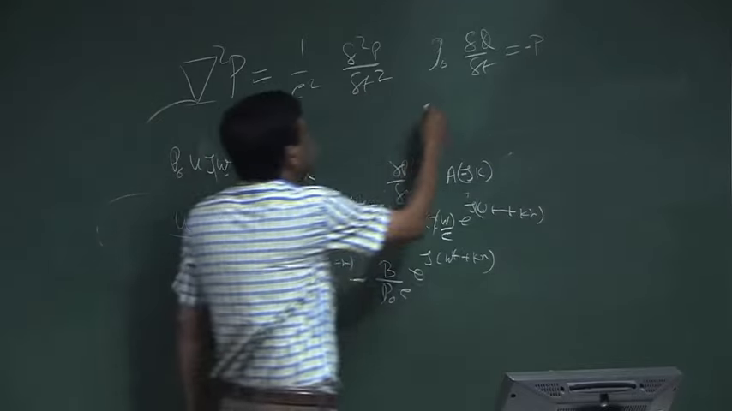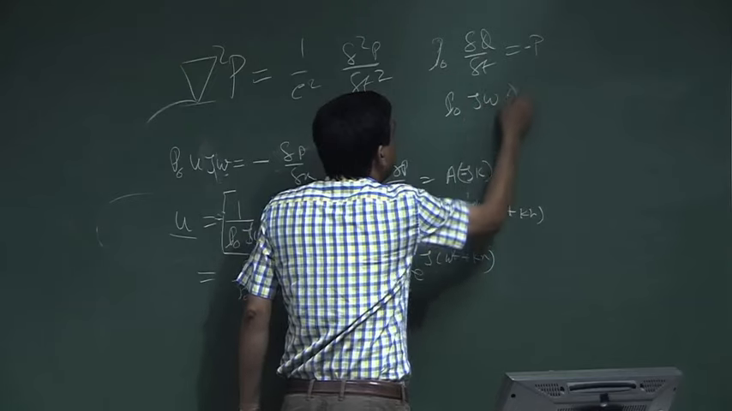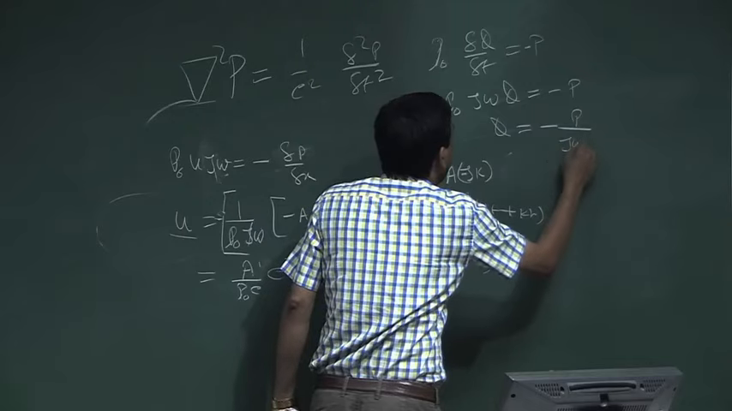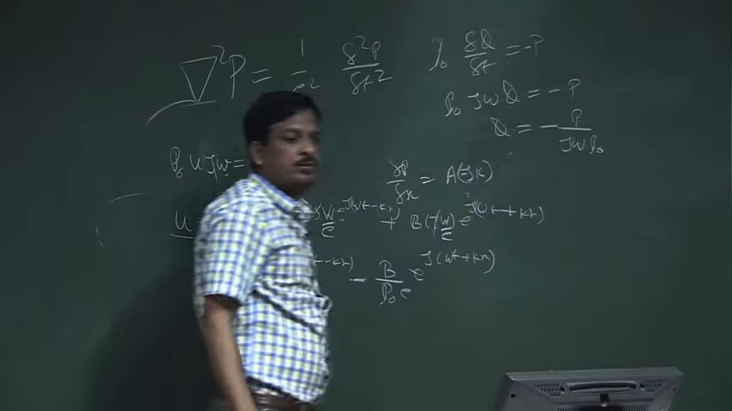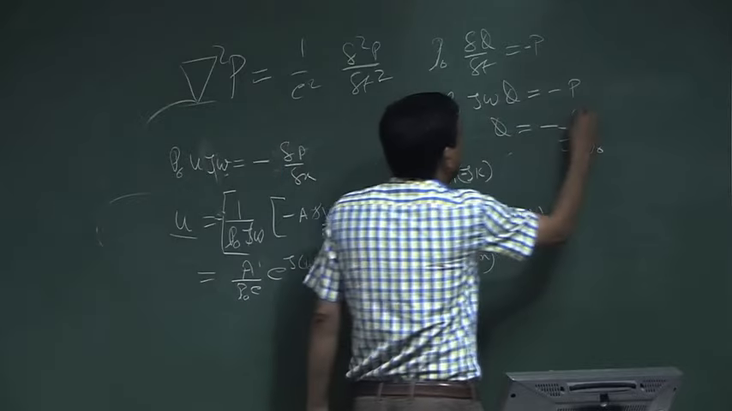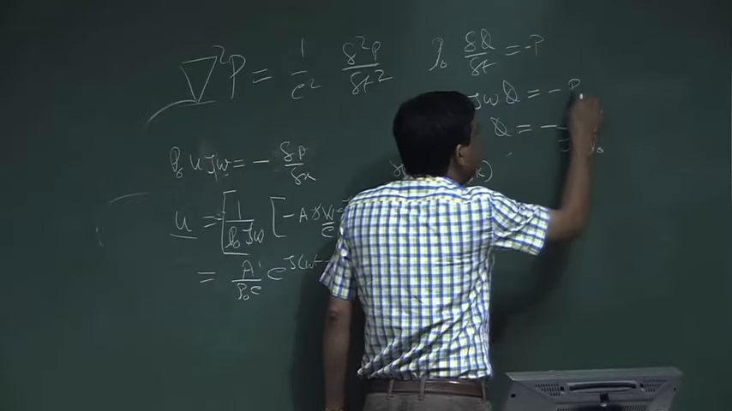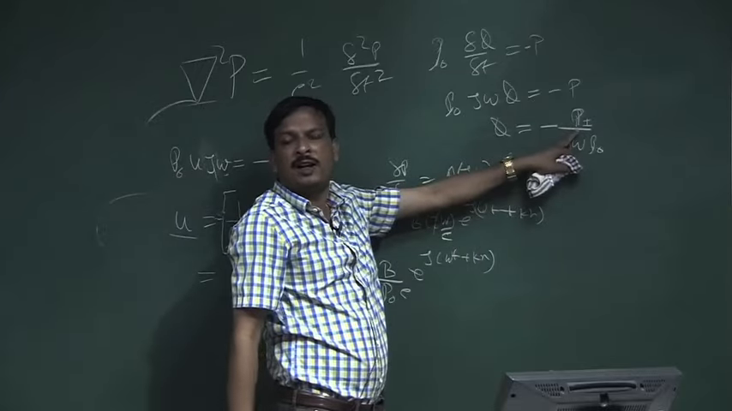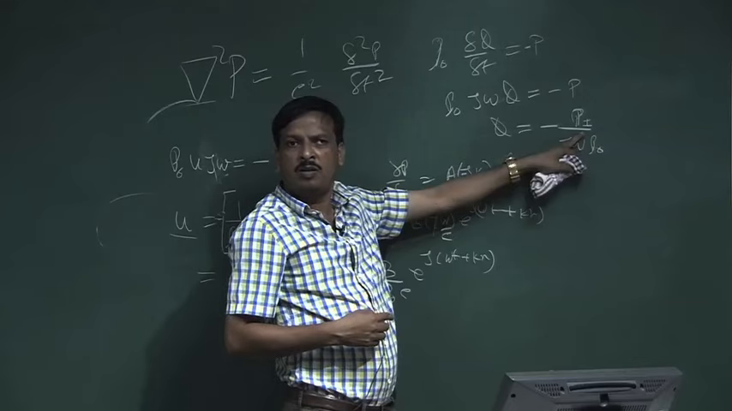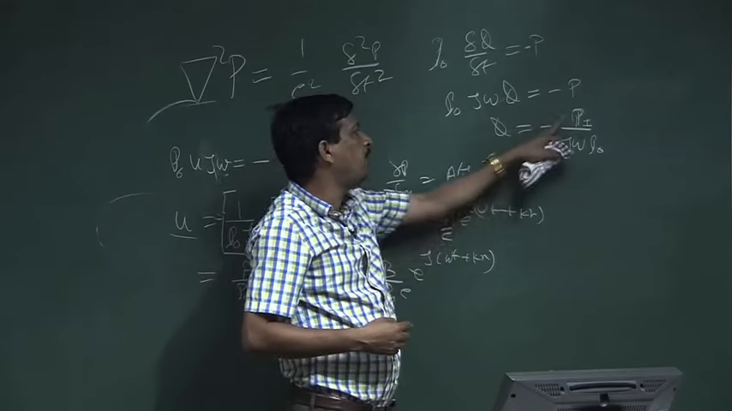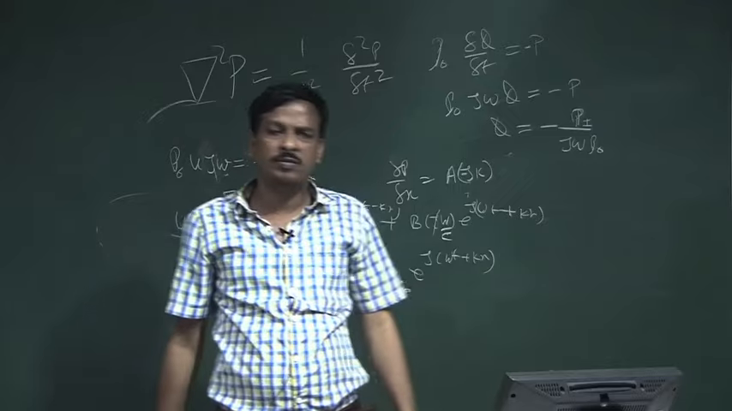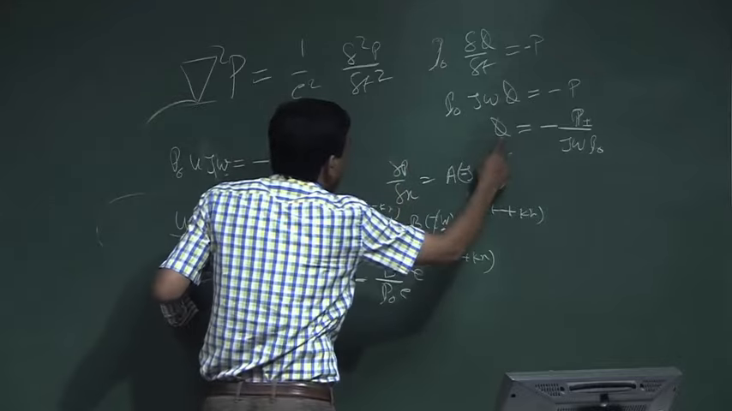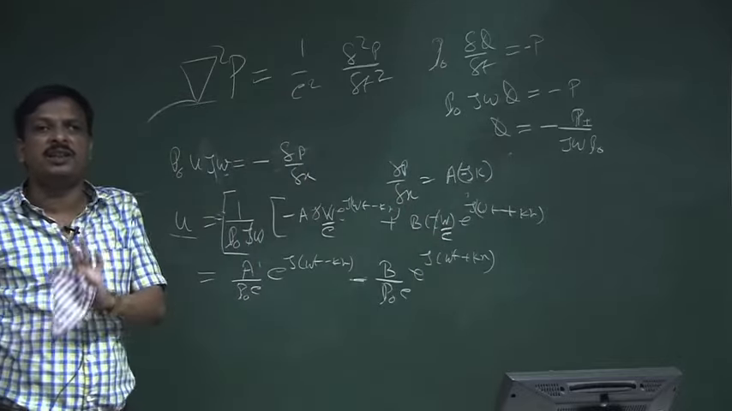So, phi is nothing but rho 0 j omega phi is equal to minus p. So, phi is minus p by j omega rho 0, and p is plus or minus. Instead of forward wave and backward wave, I write plus minus. Plus means backward wave, minus means forward wave. So, it is phi is plus p by j omega rho 0. So, this is the relation between u, phi and p. Those will be used in deriving that solution.